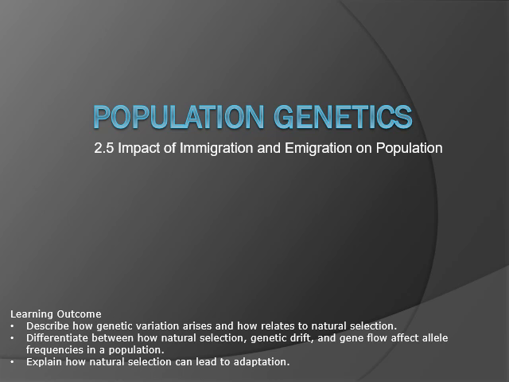Boom, population genetics. Now we're going to talk about the impact of immigration and emigration on a population. And maybe we'll play musical chairs. I think I might do that. We're going to describe genetic variation and how it relates to natural selection, talk about selection and drift, especially drift in this one, and how selection can lead to adaptation.